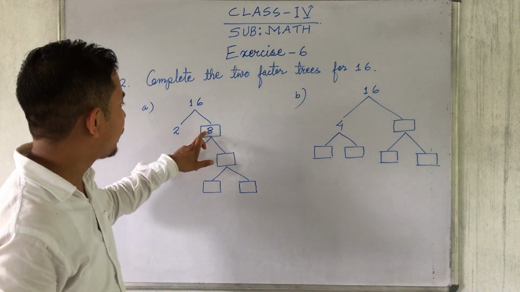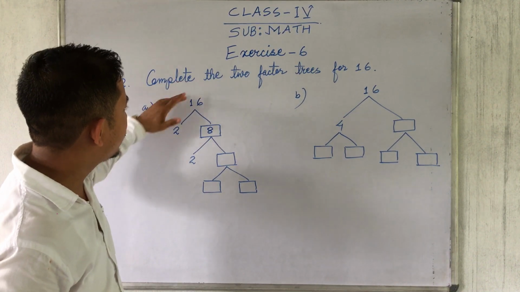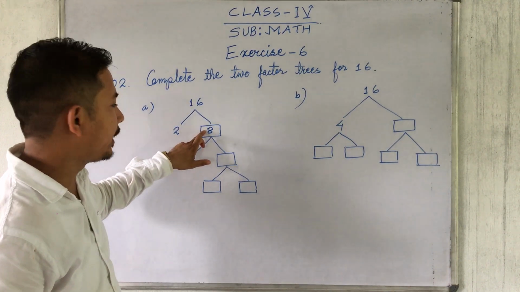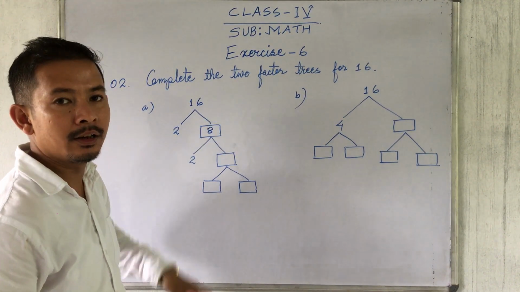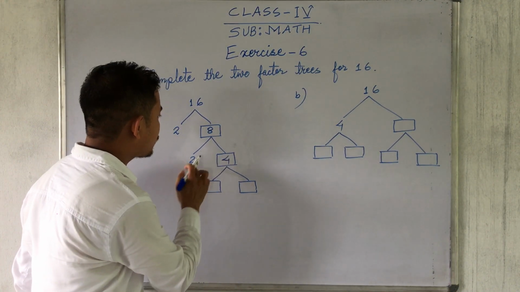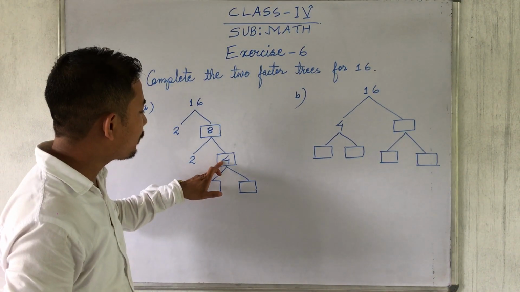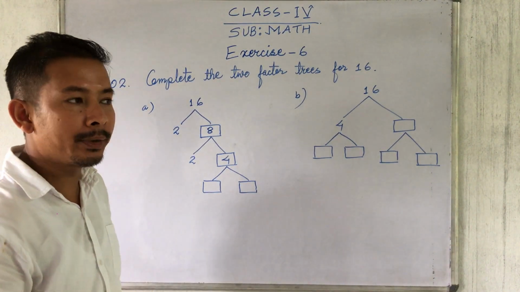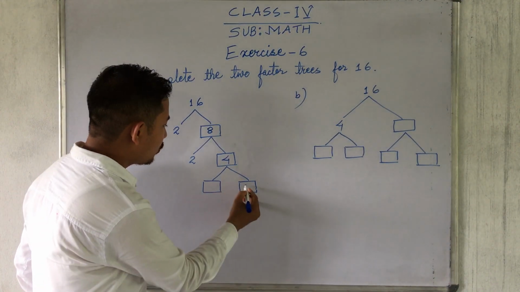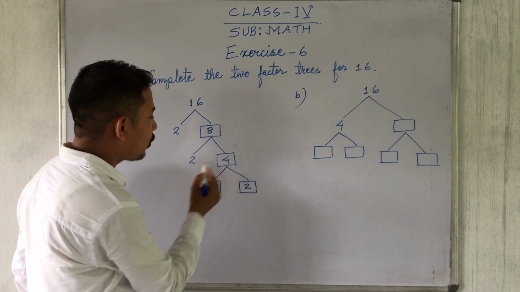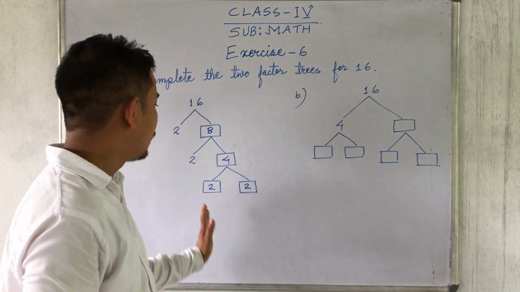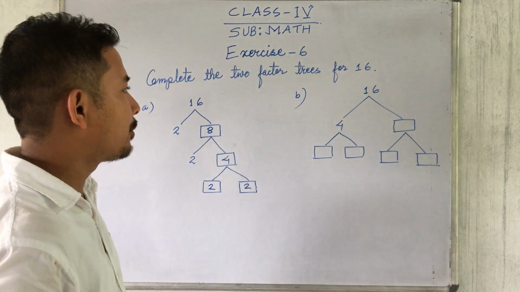Now look at here. There is 8. So now the work of 16 is over here. Now we have to find out the factors of 8. So how many times 2 is 8? 4 times, right? So you have to put 4 here, because 4 times 2 is 8. Now we have got 4. Now we have to find out the factors of 4. If we see, 2 times 2 is 4, right? So 2 times 2 is 4. This is the way to fill the boxes. Okay, put the number inside the box.